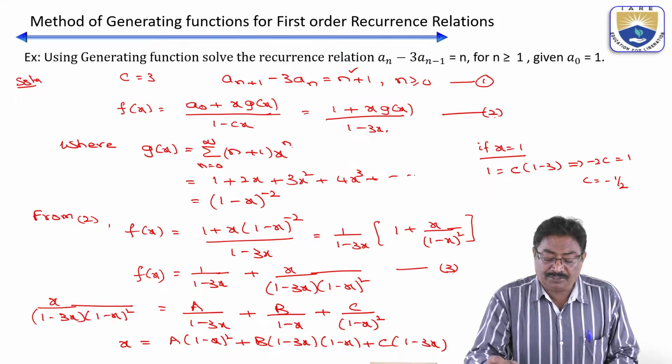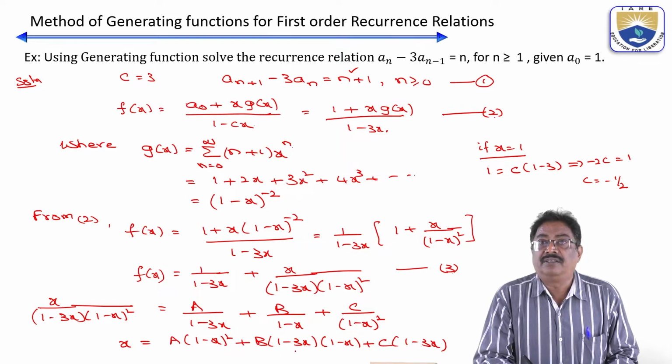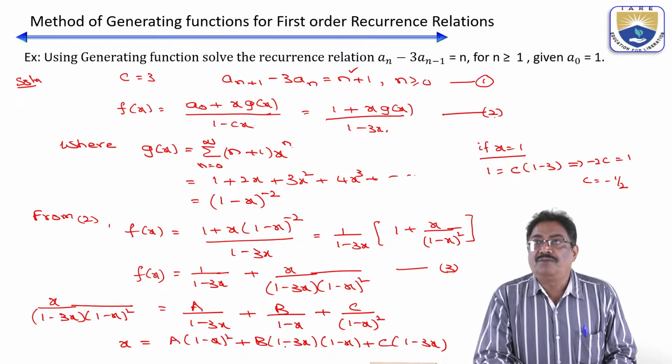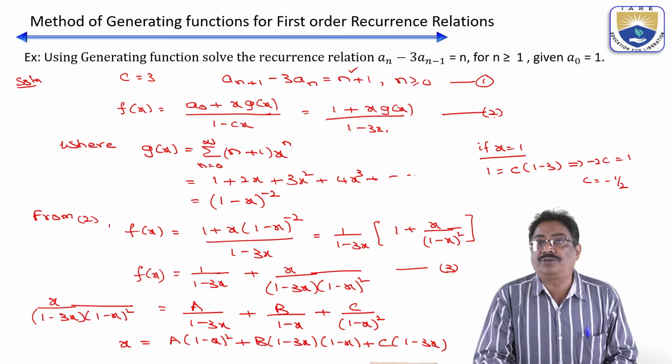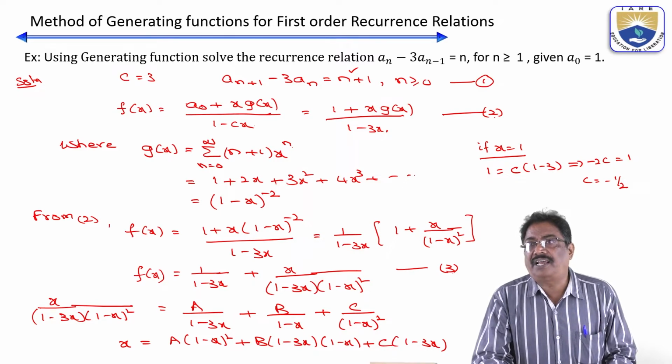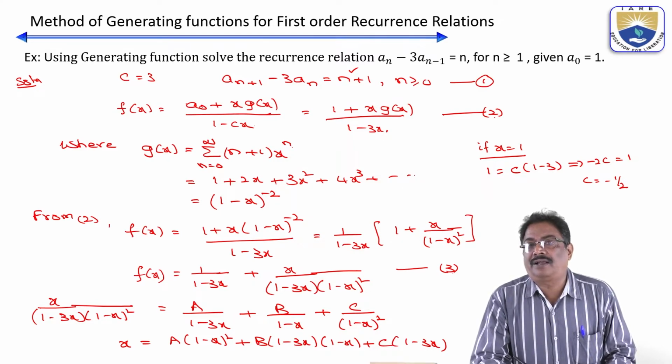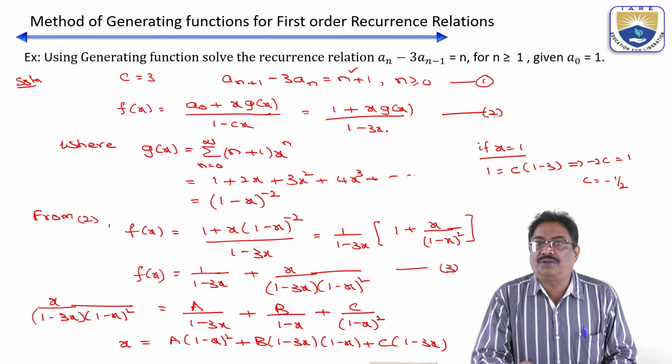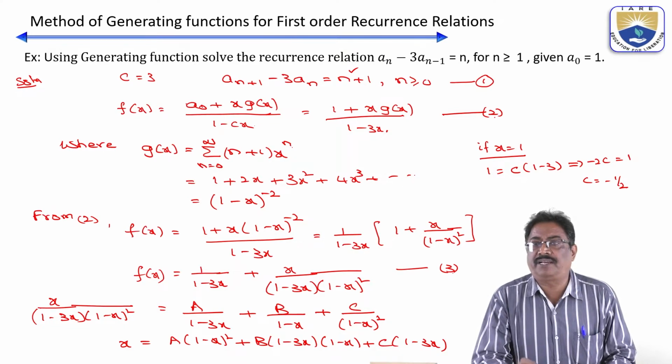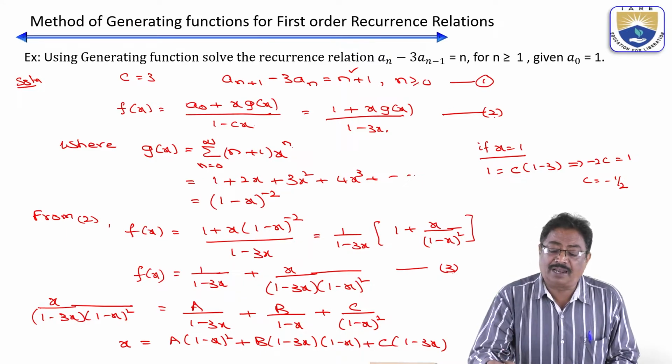Similarly, if I substitute for what value of x, a or b will vanish, for that value we are going to calculate. Or else straight away we can consider the coefficients of the constant terms, x terms and x square terms, and from that also we can calculate this.